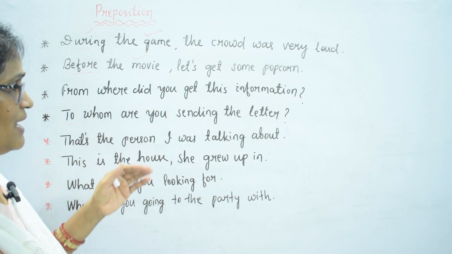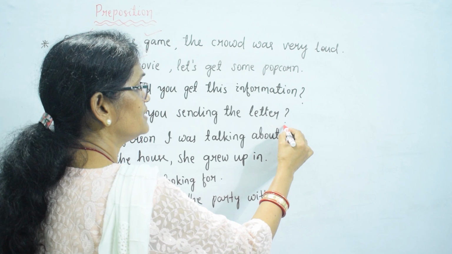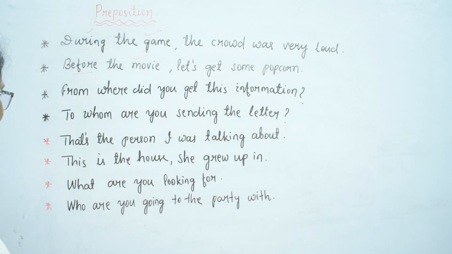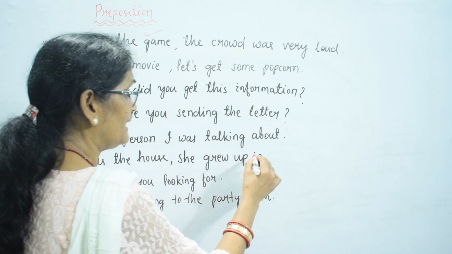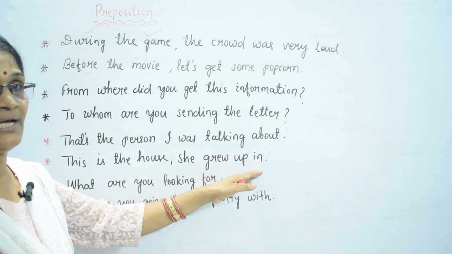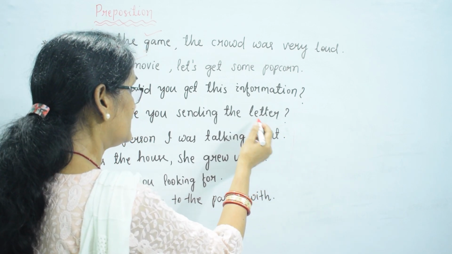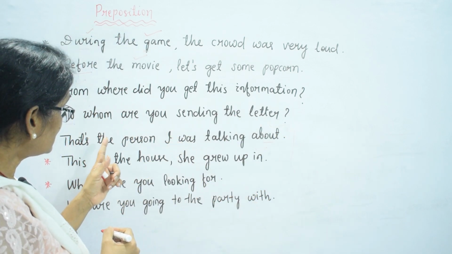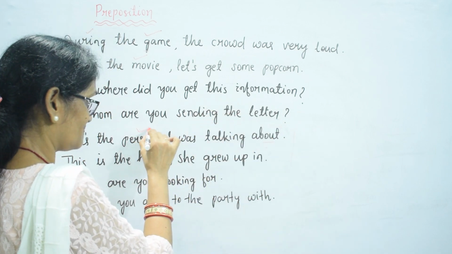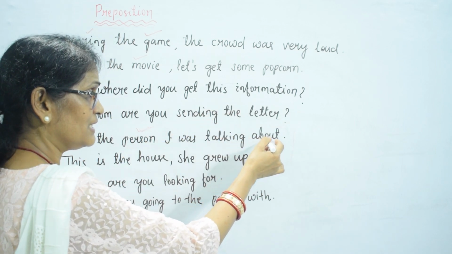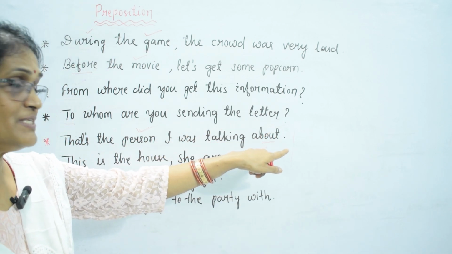That's the person I was talking about. In an affirmative sentence, a preposition is used at the end of the sentence. This is the house she grew up in. In, a preposition, is used at the end of the sentence. You see here, in both sentences, what does the preposition link? That's the person I was talking about. About links to the person. So about is used for a person, at the end of the sentence.